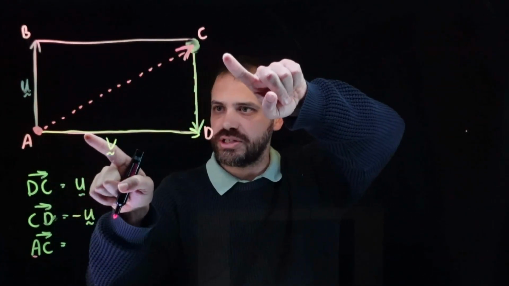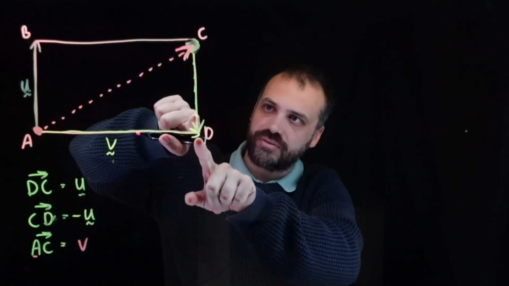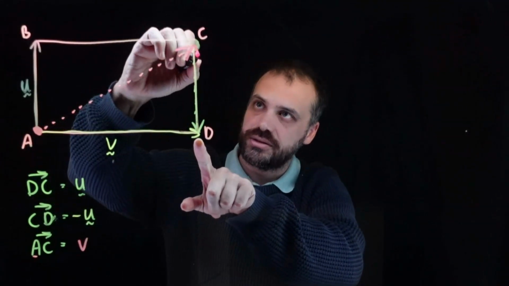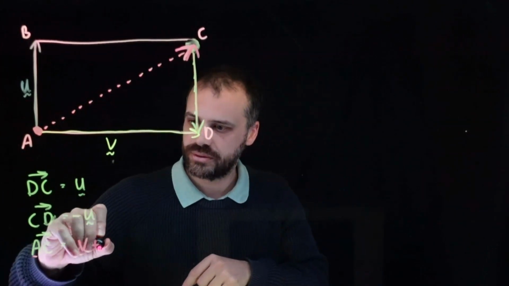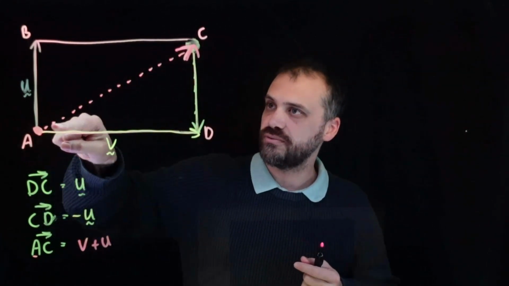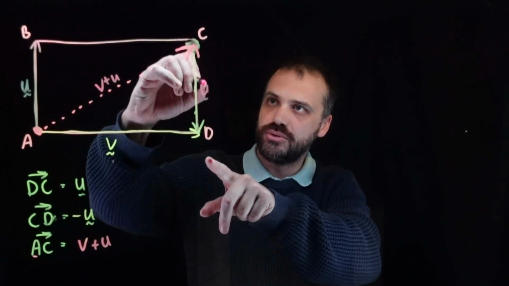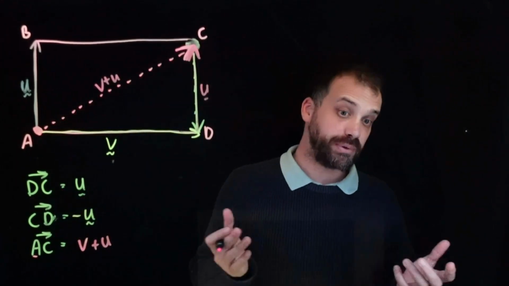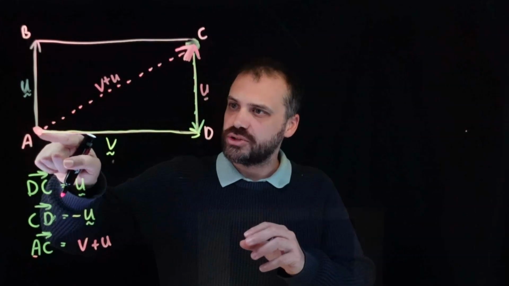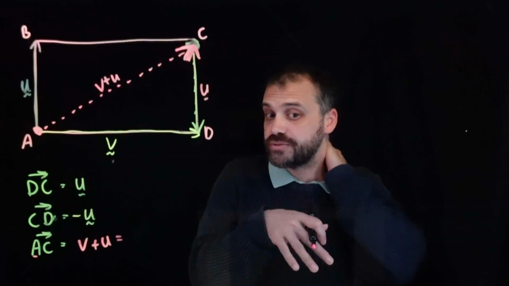Well, I could travel along this vector, which is v, and then I could turn and travel along this vector. Now, that vector is the same as that vector in that direction, so u. If I go v plus u, that's equal to v plus u. Done. Easy. So straightforward. We're just doing the addition, but we're spotting it in the picture and creating it for ourselves.